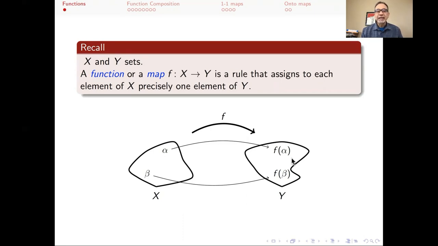Every element of x needs to be assigned some element of y. Not all elements of y have to be assigned elements of x, and different elements of x could go to the same place. It's just that one element cannot go to several places. So that's what a function is.